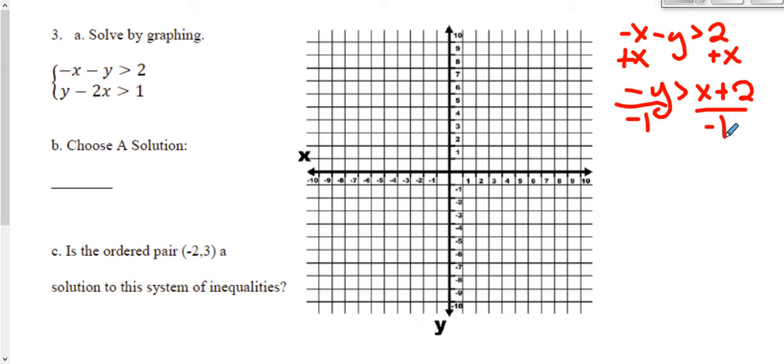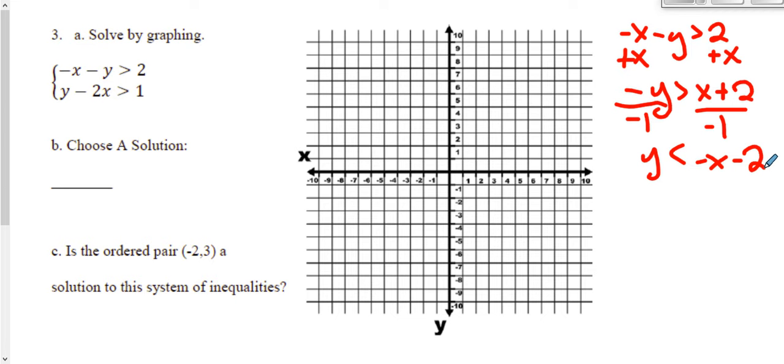When I do that, however, I have to remember the one rule of inequalities that says if I multiply or divide both sides of my function by a negative number, I have to change the direction of my inequality symbol. So I'm dividing both sides by negative 1. That means my inequality symbol will flip and will face to the right instead of to the left. Now my y is isolated on the left, and on the right-hand side I can simplify by dividing both terms by negative 1. So x divided by negative 1 is negative x, and 2 divided by negative 1 is negative 2.